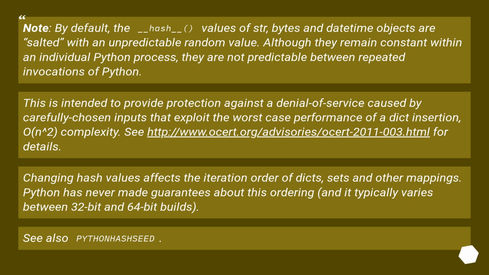Changing hash values affects the iteration order of dicts, sets and other mappings. Python has never made guarantees about this ordering, and it typically varies between 32-bit and 64-bit builds. See also PYTHONHASHSEED.